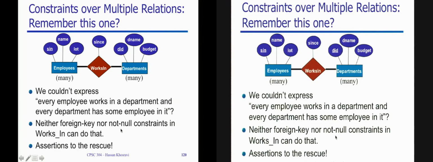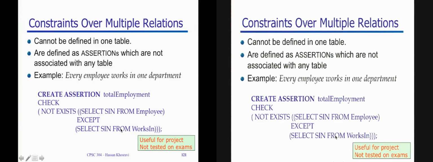And this is where we're going to use assertions. Assertions are constraints that can be for multiple tables at the same time. So I can say I want every employee to work in one department, and I can make a create assertion total employment, which is going to check that there doesn't exist someone that doesn't work in a specific department.